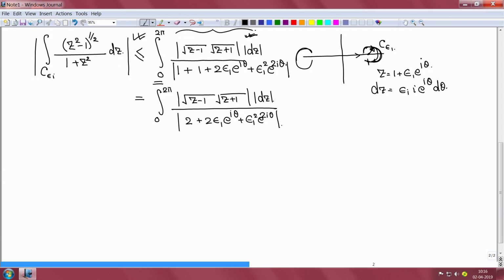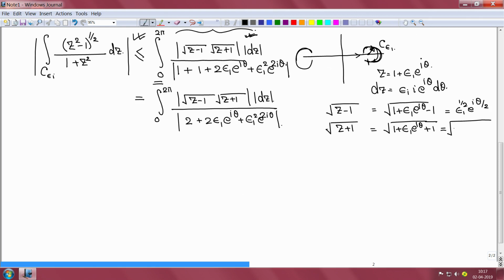Now, let's write the numerator and denominator separately here. So, square root of z minus 1 looks like square root of 1 plus epsilon 1 e to the power of i theta minus 1, and square root of z plus 1 looks like square root of 1 plus epsilon 1 e to the power of i theta plus 1. Okay. So, this is equal to epsilon 1 to the power half e to the power of i theta by 2, and this is equal to square root of 2 plus epsilon 1 e to the power of i theta.